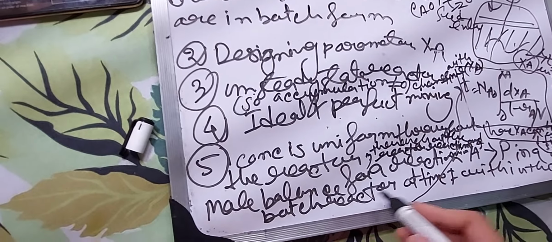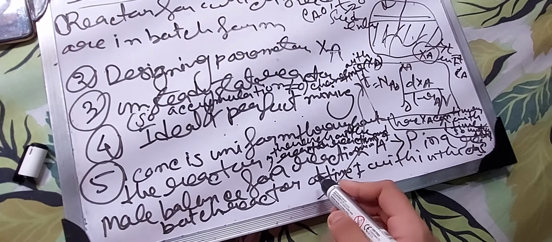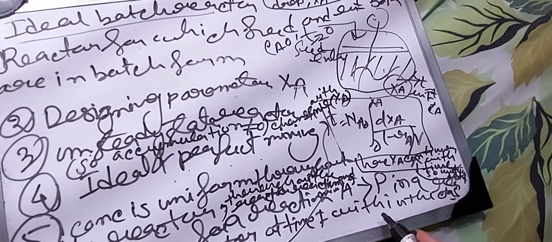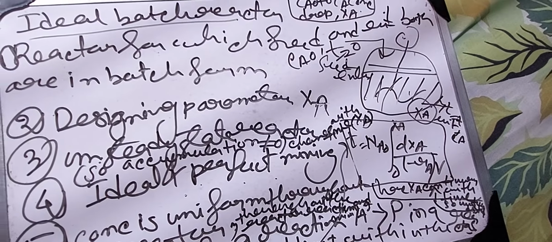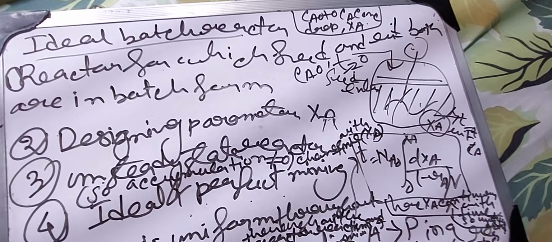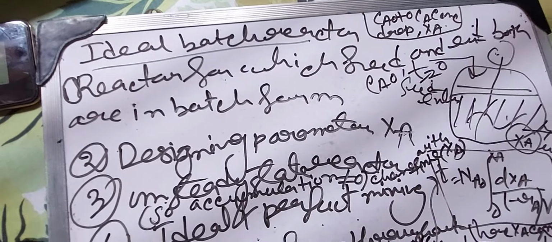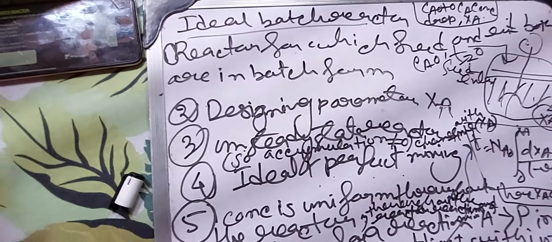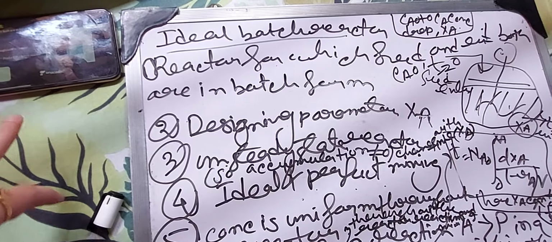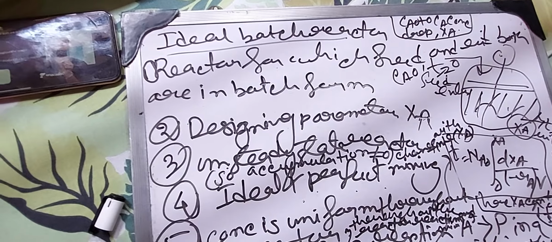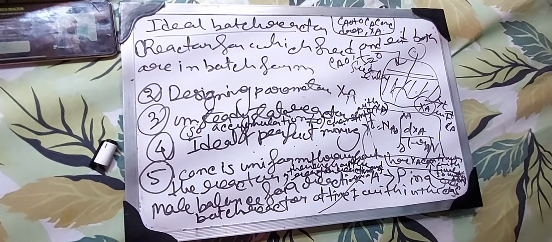So we can write the mole balance for reaction A to P in a batch reactor at time t within the reactor. The formula is t equals NA naught integral from 0 to XA of dXA divided by minus rA into V. That is the formula of the batch reactor.